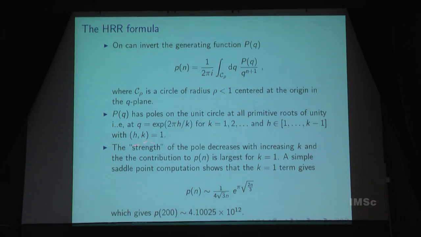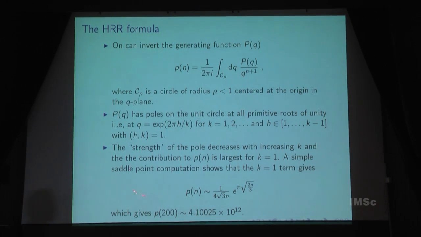So the strength of the pole decreases with increasing k. The idea here is to do these calculations in the neighborhood of these singularities, because the bulk of the contribution will come from there. What do I mean by strength? Let's take k equal to 1, that is q equal to 1: every term in the product blows up. But if you take k equal to 2, then h equal to 1, so q equal to minus 1. Then a term like 1 minus q cubed will not blow up at q equal to minus 1. So in some sense it's weaker.